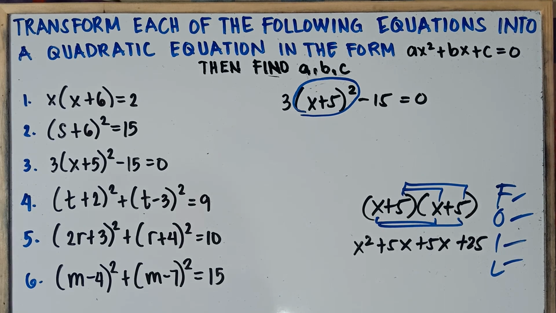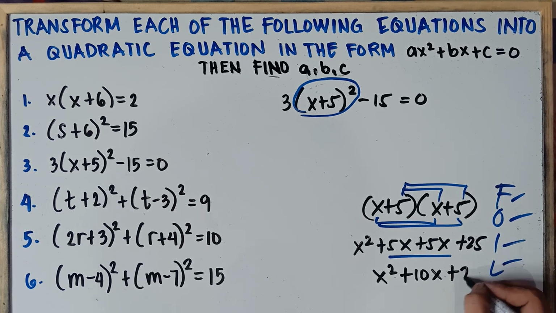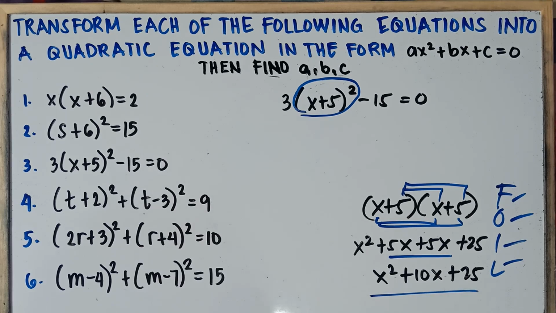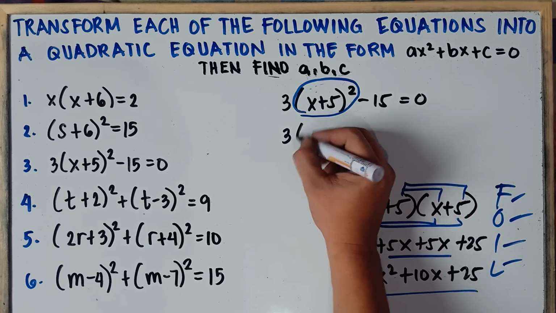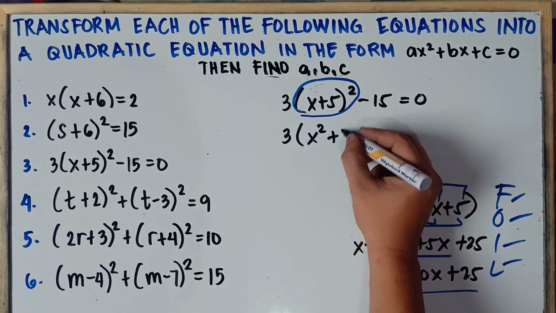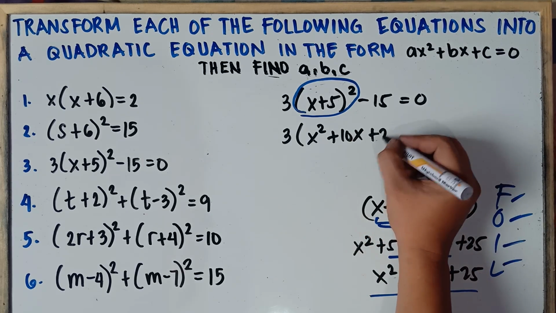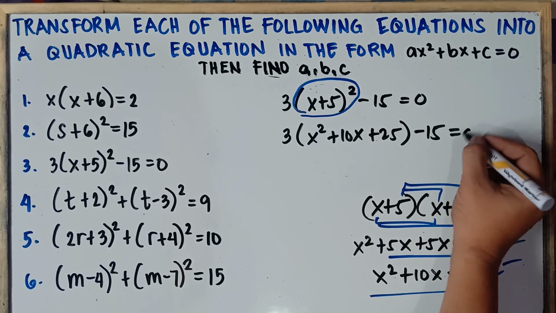Alright, and then we can combine like terms. So copy x squared. 5x plus 5x, that would be positive 10x. Then copy plus 25. Alright, so therefore, this will be 3, and then you put open parentheses. The answer for this one, that would be x squared plus 10x plus 25. Then close parentheses, copy minus 15 equals 0.